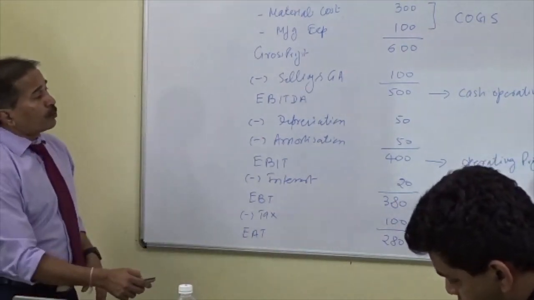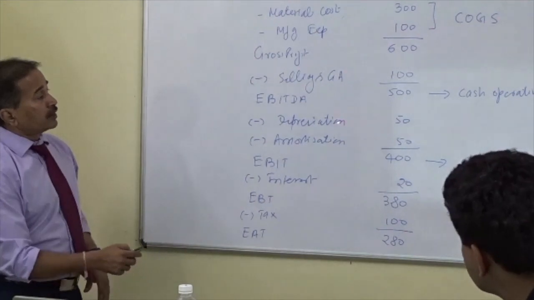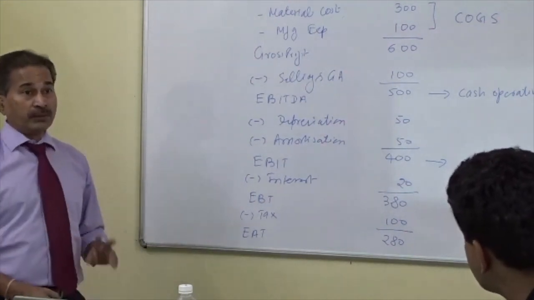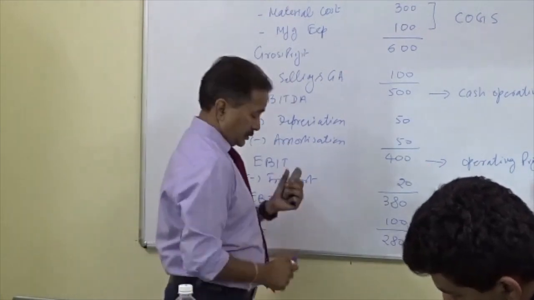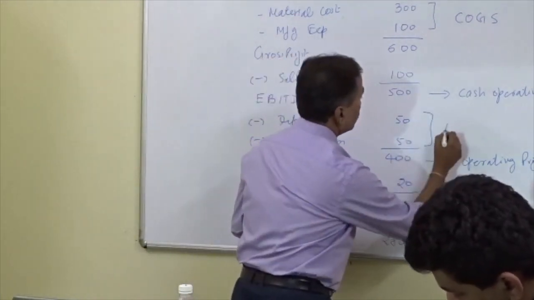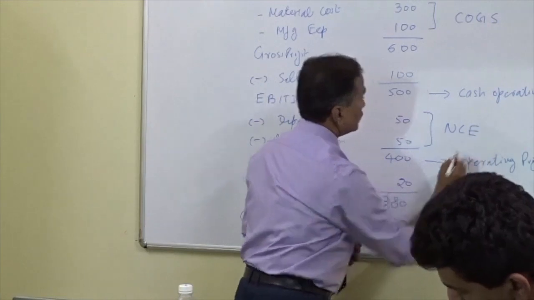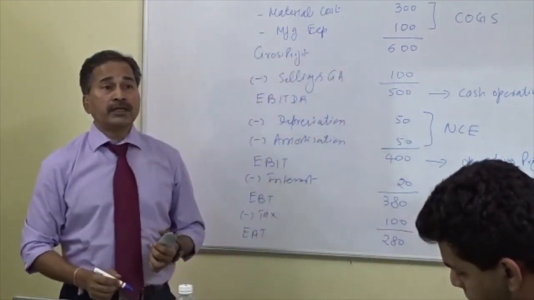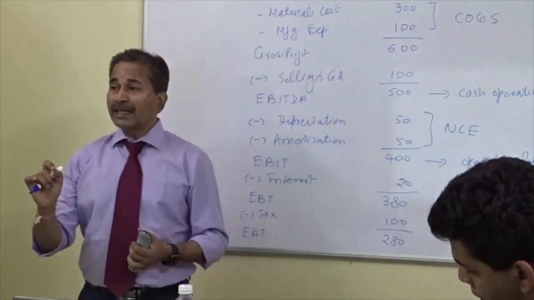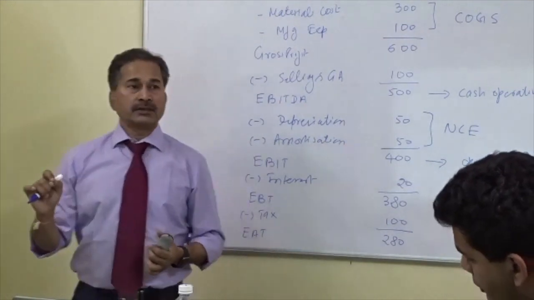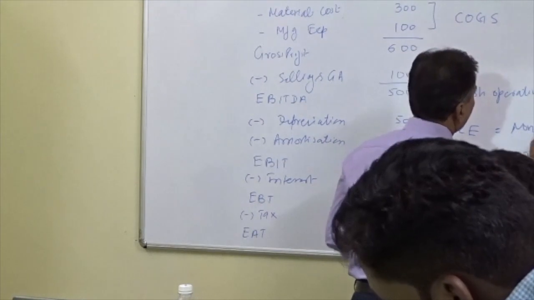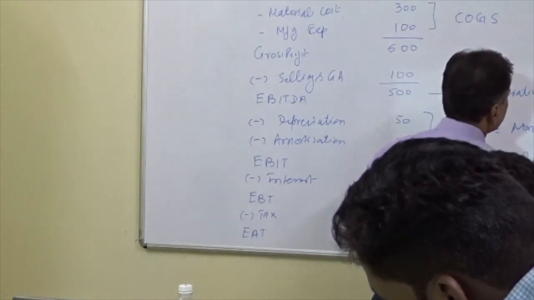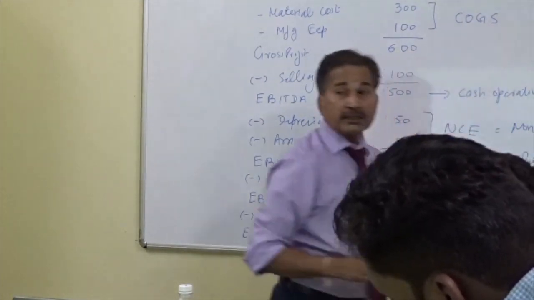This is known as operating profit because depreciation and amortization, remember, ये दोनों को बोलते हैं NCE. NCE का मतलब है नॉन कैश एक्सपेंस. ठीक है, मैं इसको लिख देता हूं. It is known as non-cash expense. क्या मतलब है इसका?